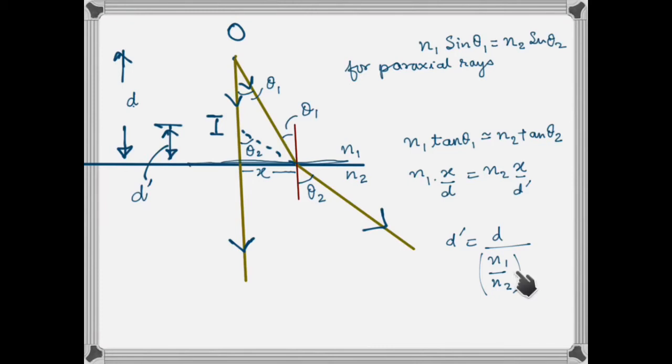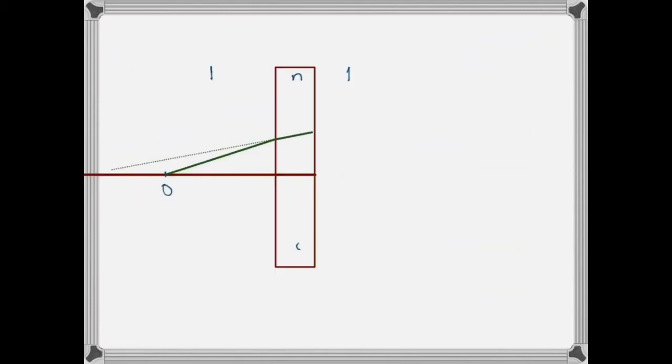N1 is the medium in which light is present before refraction and N2 after refraction. Or you can say that light is moving from N1 to N2. Now, there is a parallel slab put in air. So 1 is the refractive index of air, and this is the refractive index of the slab, n, and an object O is placed here.